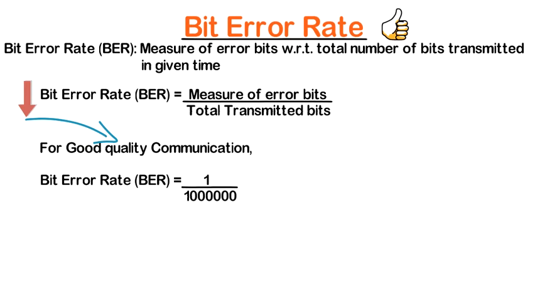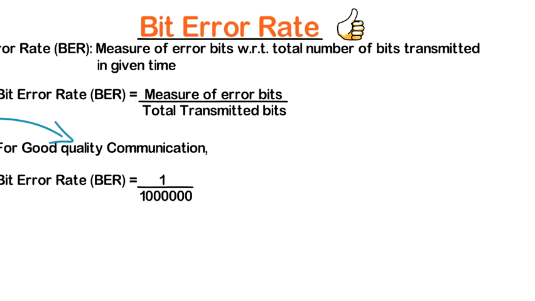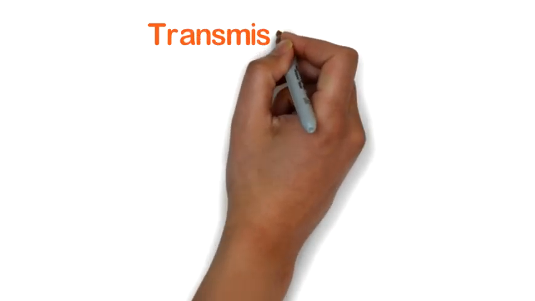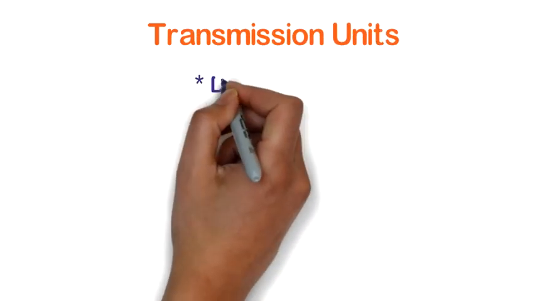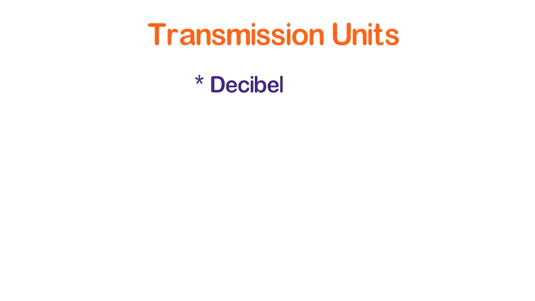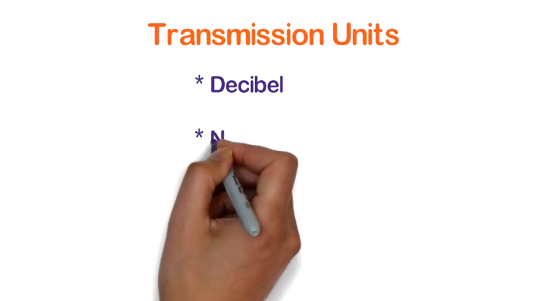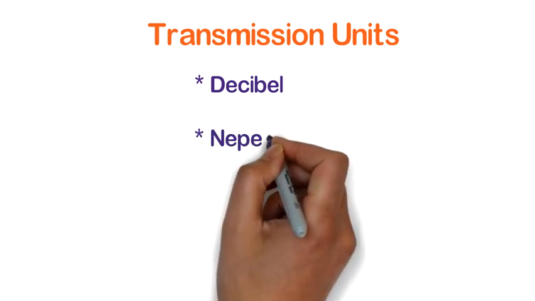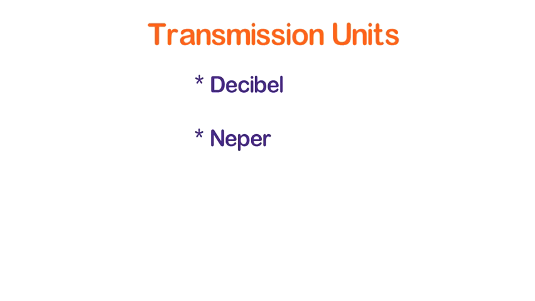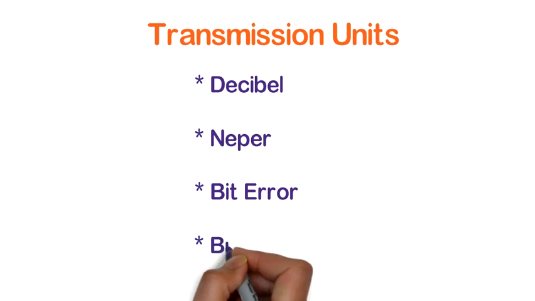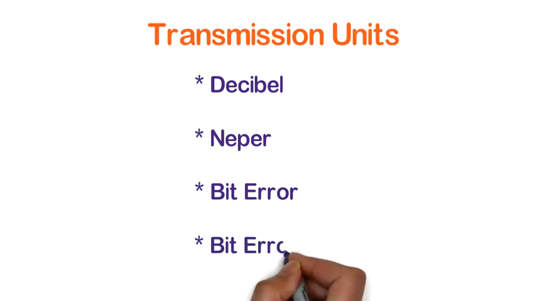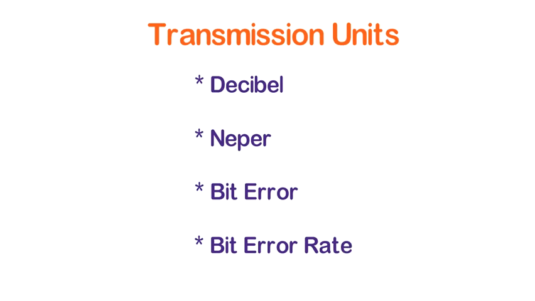So let us review the 4 transmission units we discussed till now. First was dB, which is a smaller and more convenient unit. Next is Napier, which is natural logarithm of ratio of two voltages or currents. Third is bit error, and last is bit error rate, which means a measure of error bits with respect to total number of bits transmitted in a given time.